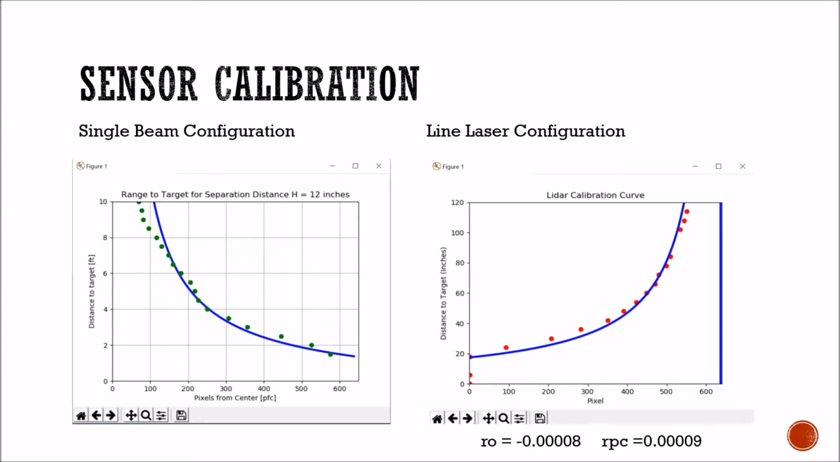Ultimately, the process involved using our sensor to range to an object or wall at known distances. The distances calculated by the sensor were then graphed against these known distances and are displayed on the graphs here. Along the way, the radian offset and radians per pixel pitch needed to be changed to result in a better fit. For the line laser, these values were found to be negative 0.00008 and 0.00009 respectively. Here we can see that for the line laser, our sensor is most accurate past 5 feet.